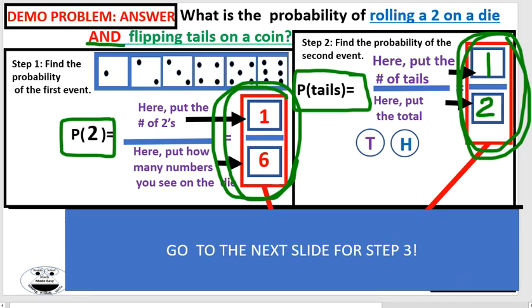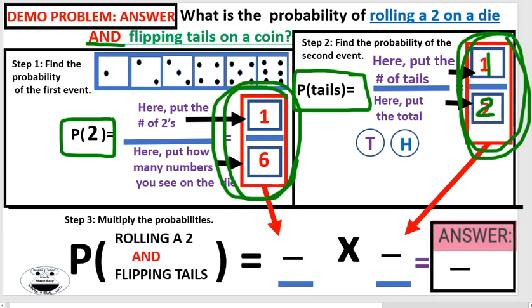I'm going to bring up step 3 here. It says multiply the probabilities. I made arrows here. Eventually you should be able to do this on your own, so that you understand, oh, that's right, for step 3 I need to multiply. I take my answer from the first step, 1 out of 6, and my answer from the second step, 1/2, and I multiply them.